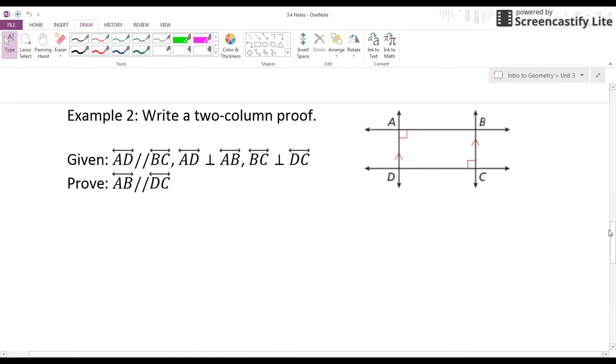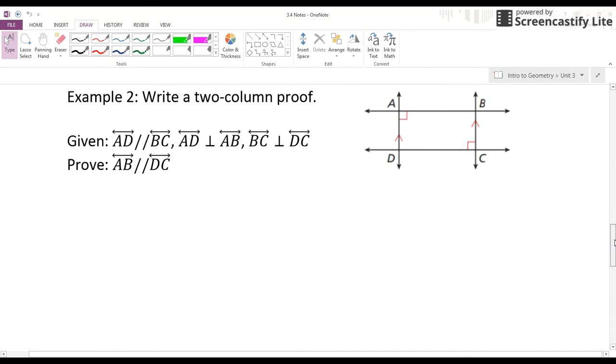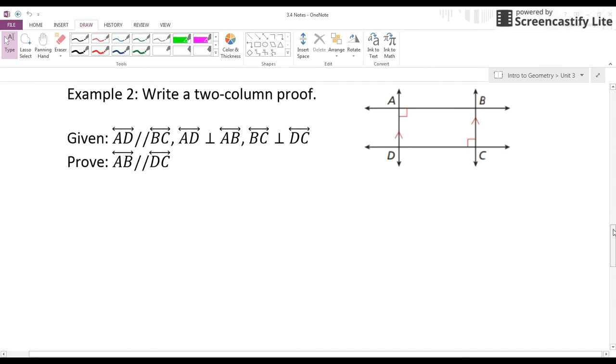Let's write a proof. Okay, remember, don't be freaked out by the proof. Let's work backwards if we need to, or take a look at what we're given and work our way there. So look at your given, and we are shown that AD is parallel to BC. Awesome. That means using AB or DC as a transversal, I can talk about alternate interior angles, alternate exterior angles, interior angles, and all that.